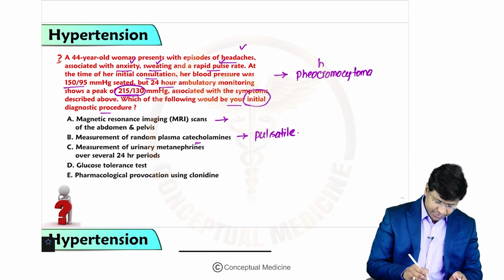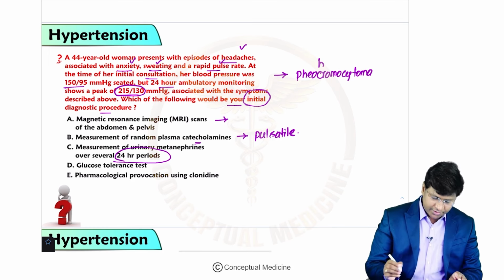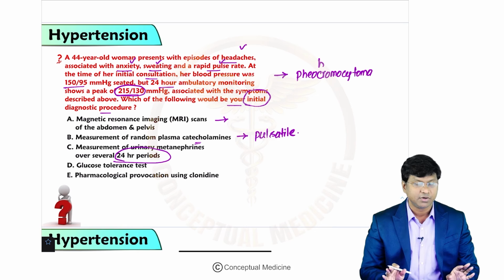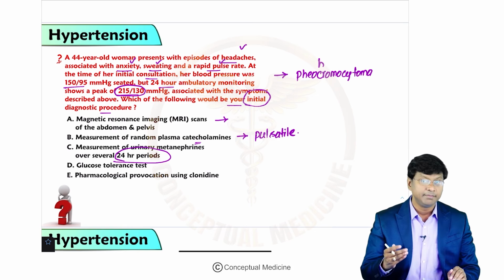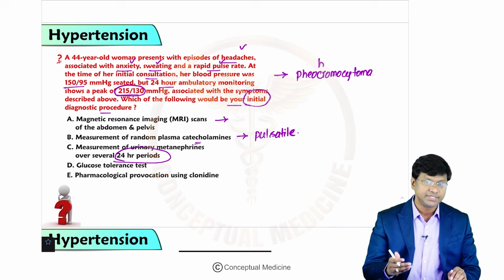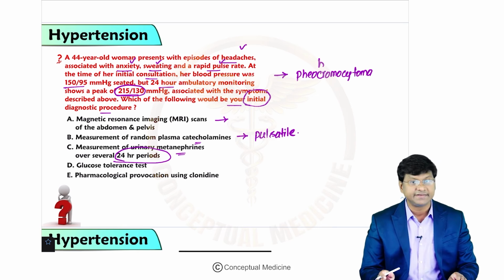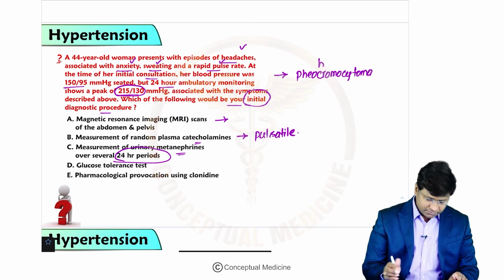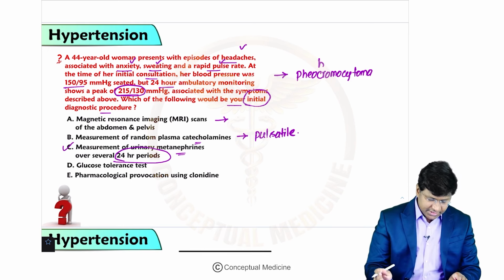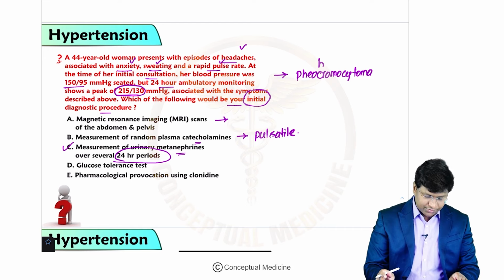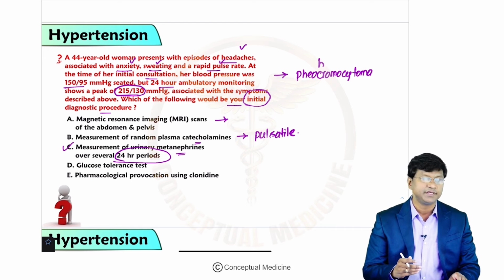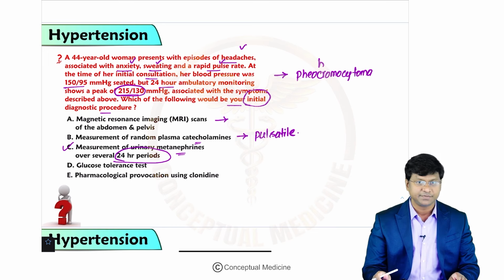So, what you have to do is measure the 24-hour urinary catecholamine levels or 24-hour urinary catecholamine metabolites. That includes measurement of urinary metanephrines over several 24-hour periods. So, the best answer, the initial diagnostic procedure you need to do, is measurement of urinary metanephrines over several 24-hour periods.